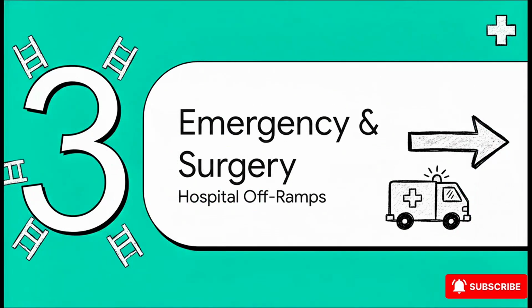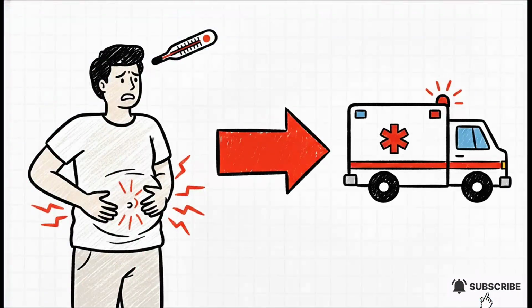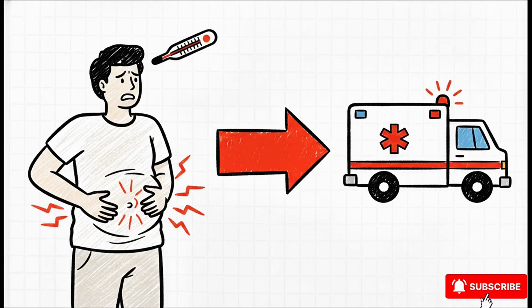Section 3. Emergency care and surgery. Recognizing the hospital off-ramps. Look, despite our absolute best efforts in the community setting, sometimes conservative management just fails. When that happens, you need to be on high alert for stercoral colitis, which can lead to a catastrophic bowel perforation if your patient suddenly develops severe abdominal distension, escalating pain, a fever, or peritoneal signs like rebound tenderness, guarding, or rigidity. This is an absolute emergency. Get them transferred to the ED immediately.